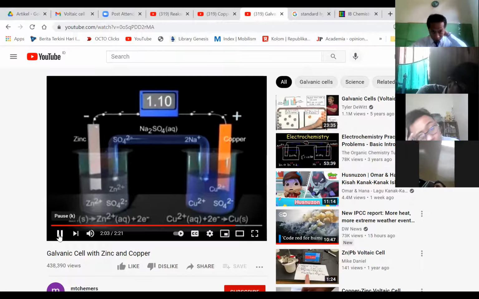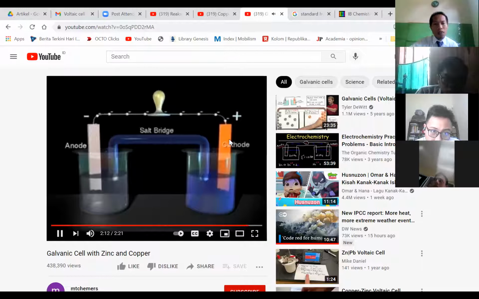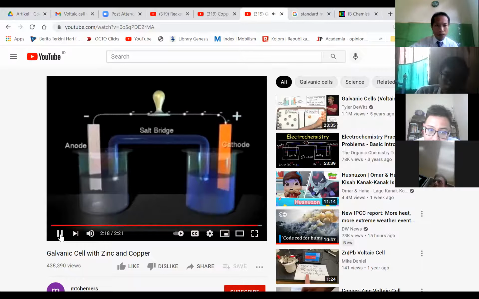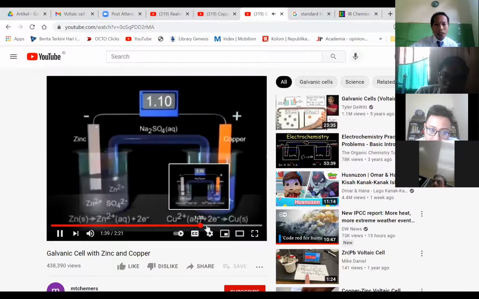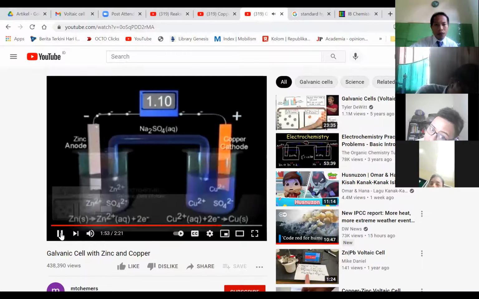In summary, remember that in a voltaic cell, the anode, at which oxidation occurs, is the negative electrode. The cathode, at which reduction occurs, is the positive electrode. Electrons flow through the external circuit from anode to cathode. Zinc is the electrode at which oxidation occurs.